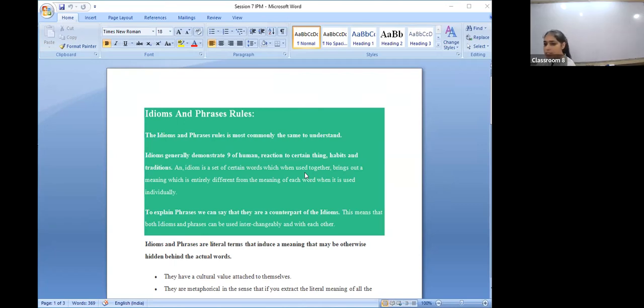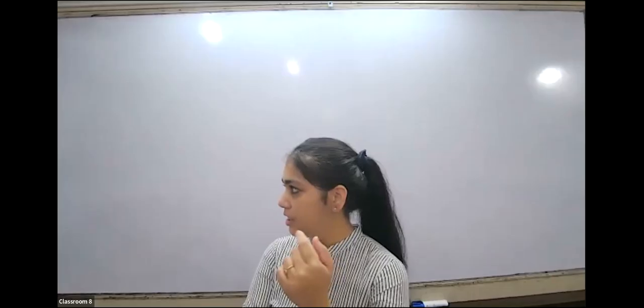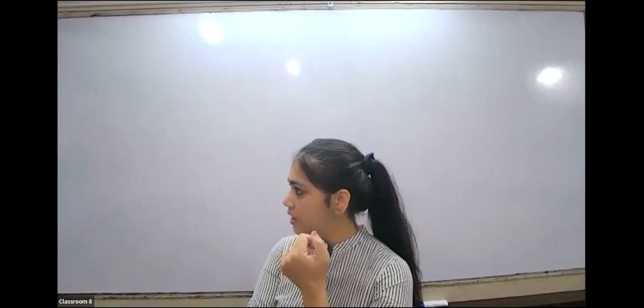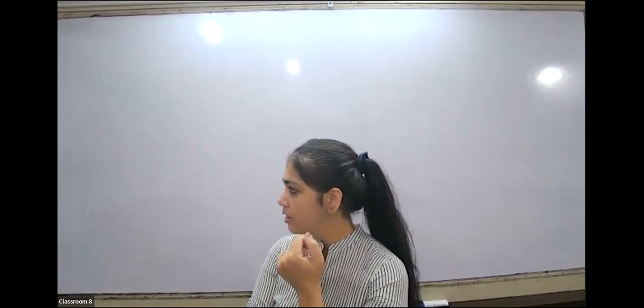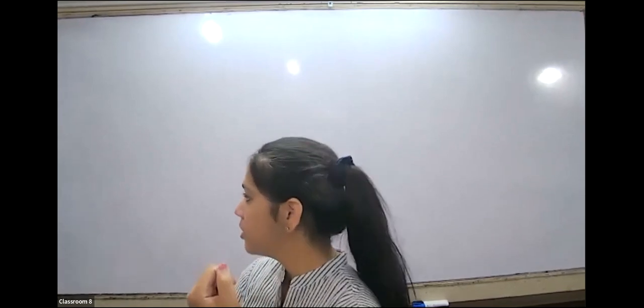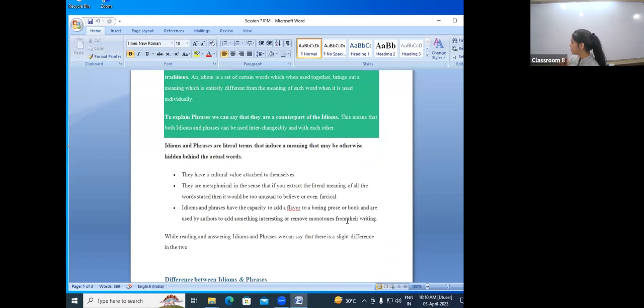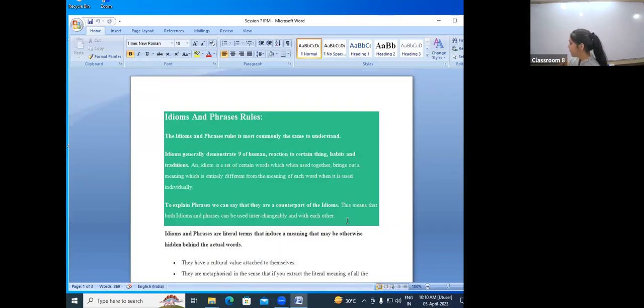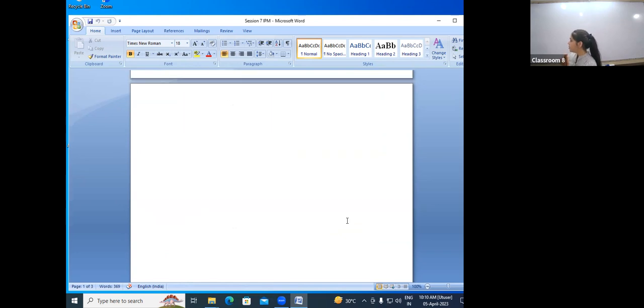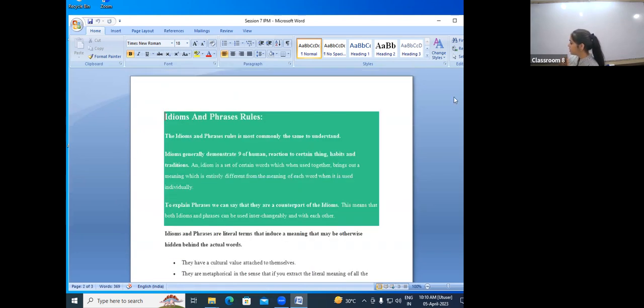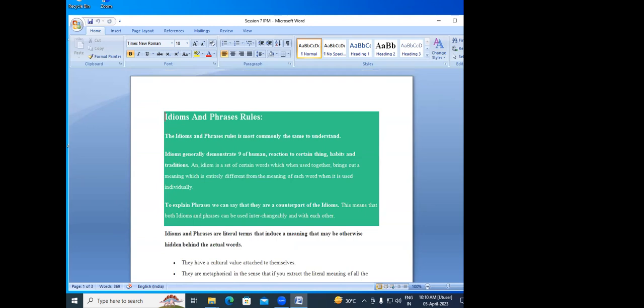What Agrima is trying to explain is, for example, we have 5 words over here. Okay, I can share only one screen at a time. Can you all see the word file? Yes, you can see the word file.